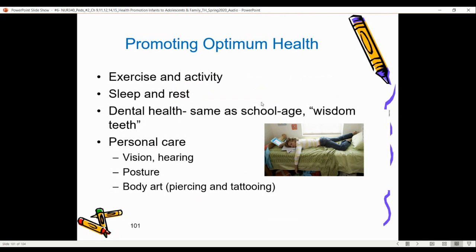Dental health should be all the same stuff as the school age kids. They now sometimes get their wisdom teeth in at this age, so we may have to address that. And then personal other stuff, vision and hearing screens should be done regularly.